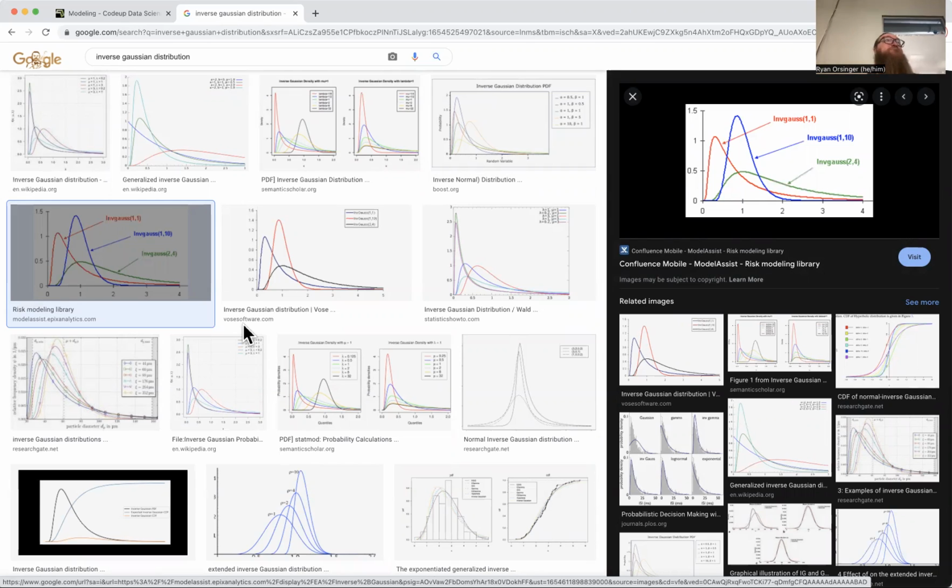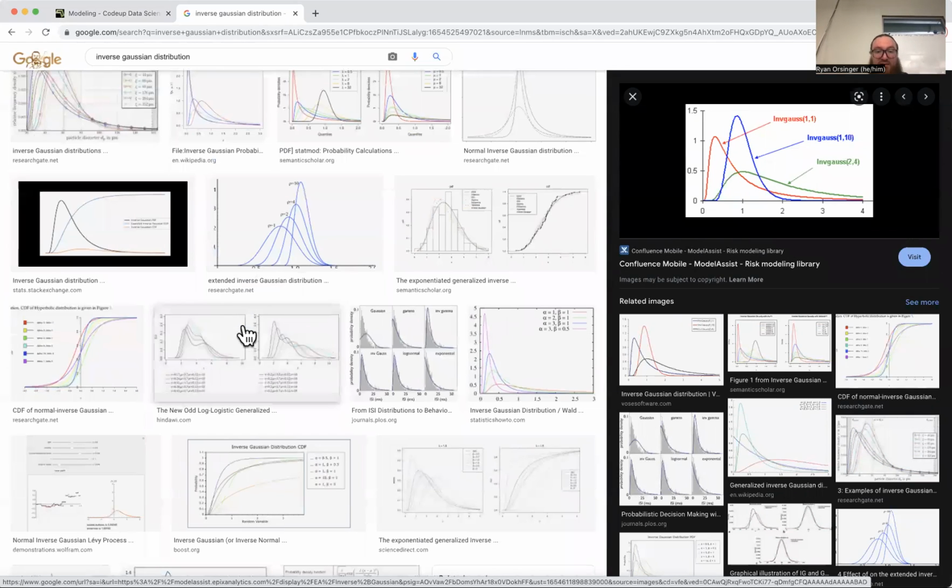Yeah, hey Fred. Is it flexible enough to handle either right or left skews and have both of those? Most likely these are going to be right skewed. Okay. Yeah, most likely.